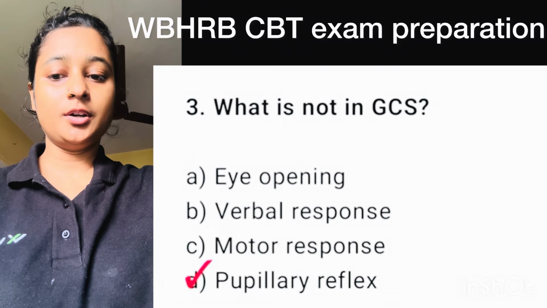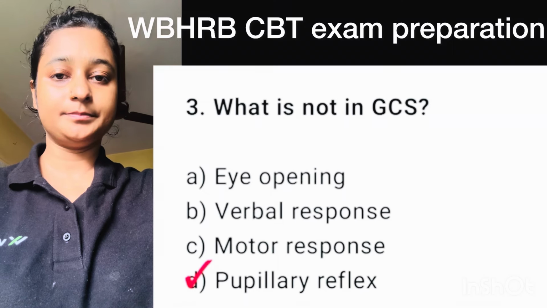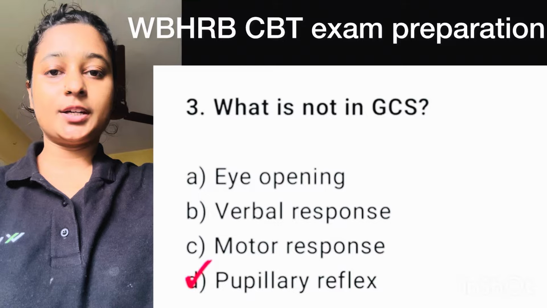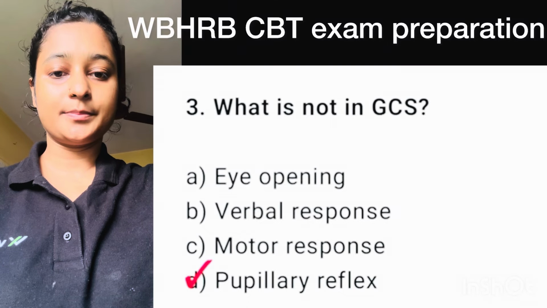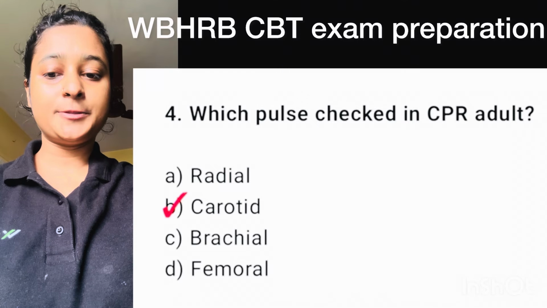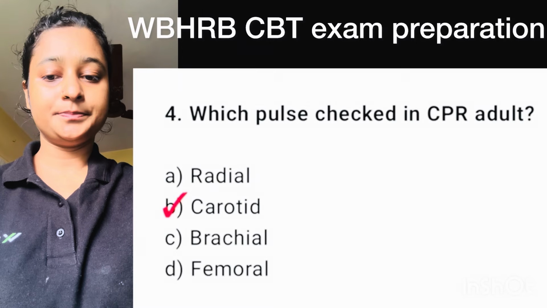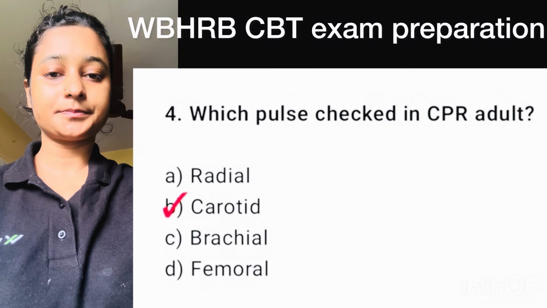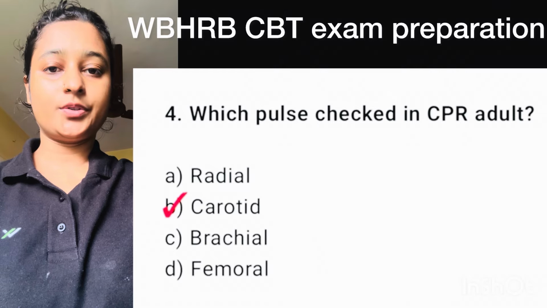Question number 3. What is not in GCS? That means Glasgow Coma Scale. Here correct option is option D, pupillary reflex. Question number 4. Which pulse checked in CPR adult? Here correct option is option number B, carotid.